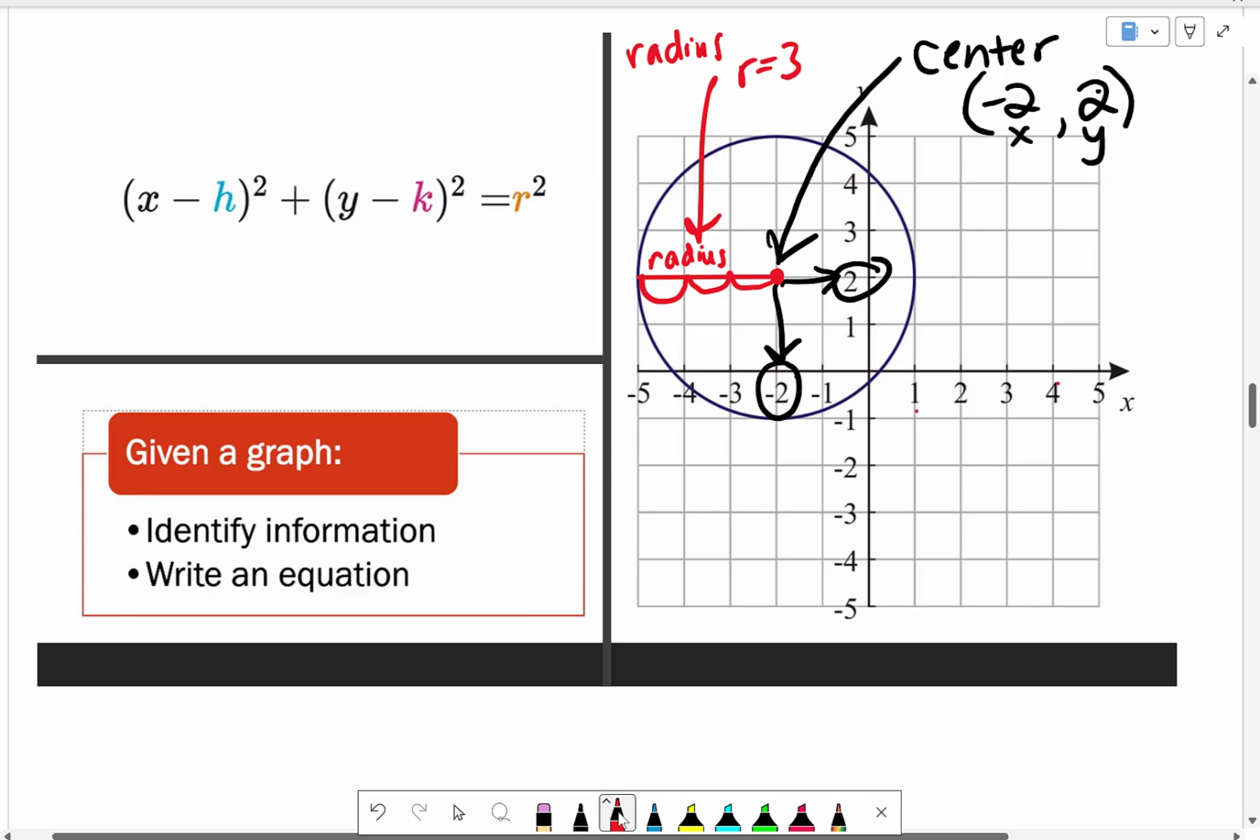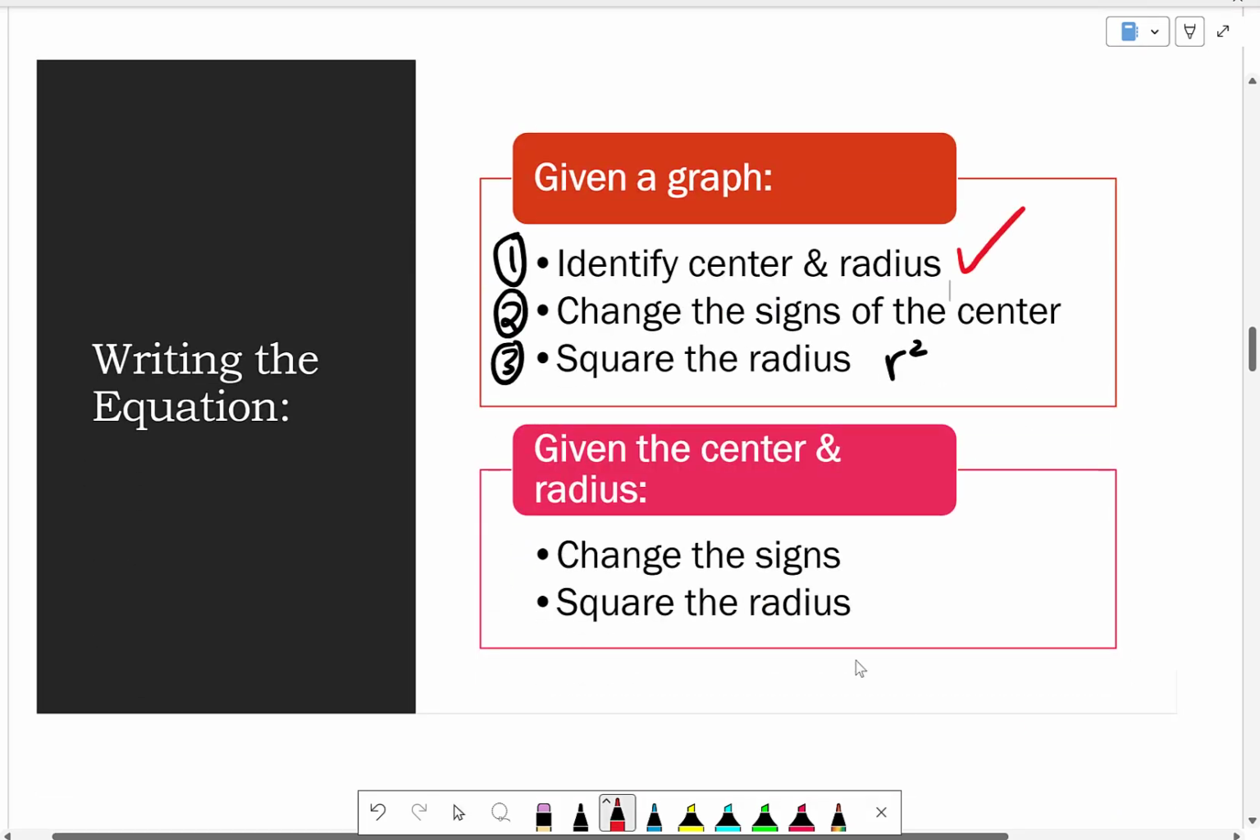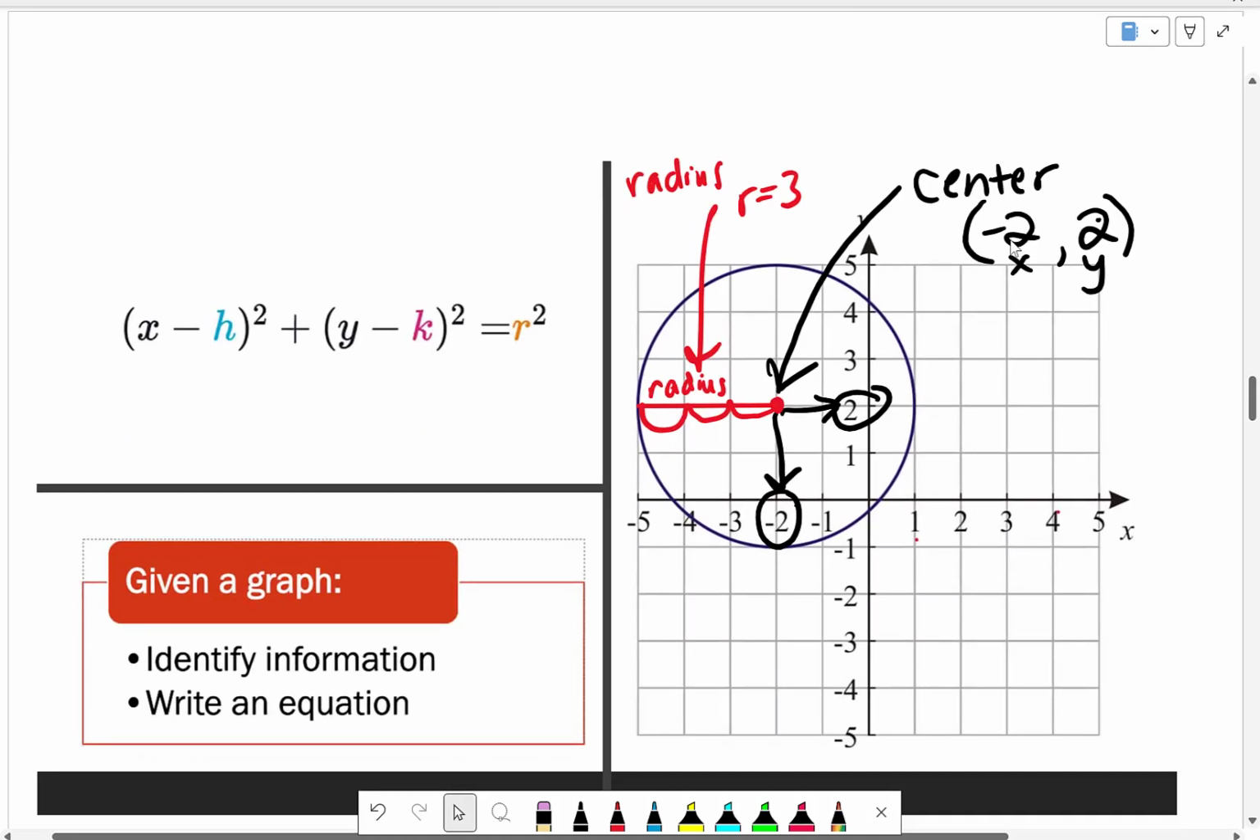Okay, now back to step 2, paso dos. So we did this step. Change the signs of the center. So paso dos es cambiar los signos del centro. So right here we have x is -2. We need to change the sign. So over here we're going to put x is +2.